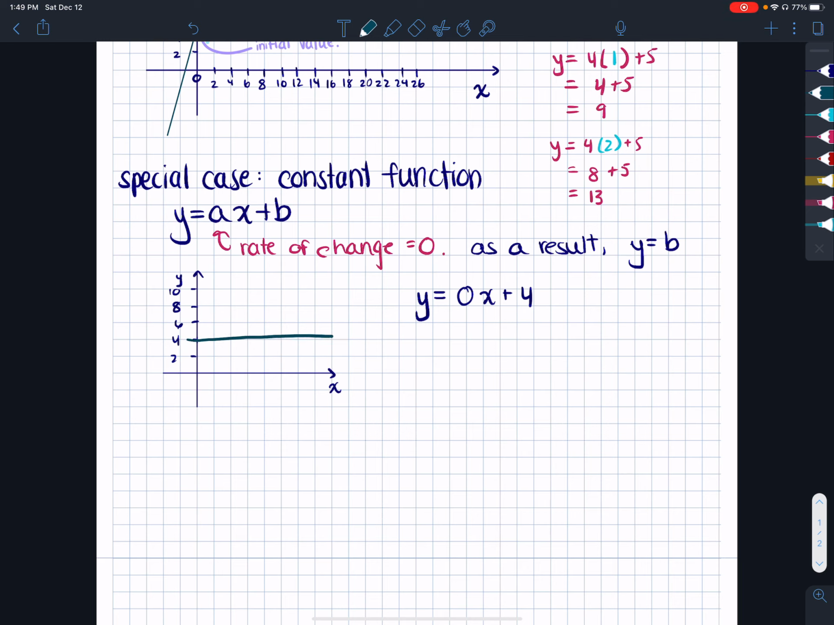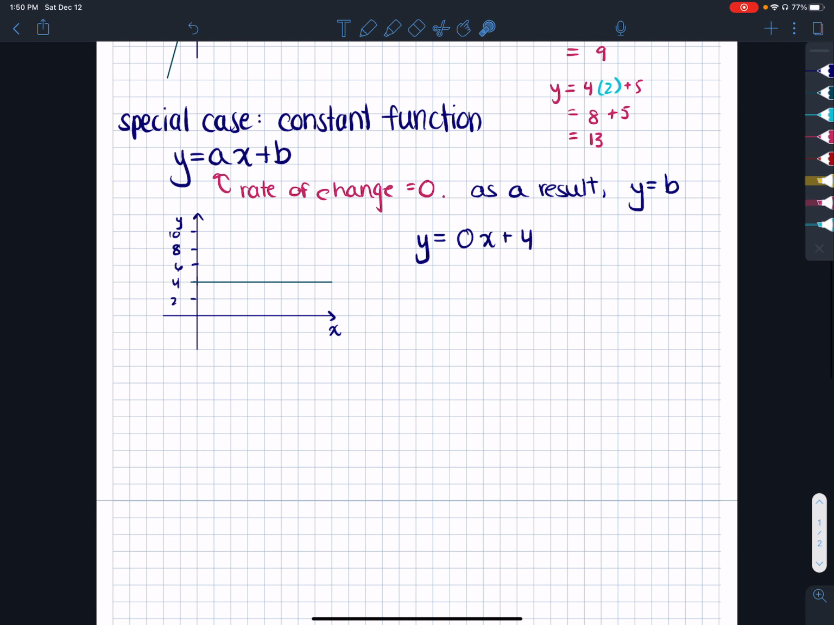It's constant. Make a straight line. There we go. Perfect. So it's constant at 4. It doesn't matter what the value of x is. It will always be 4. It is not changing. Okay, and then our other special case is a direct variation.